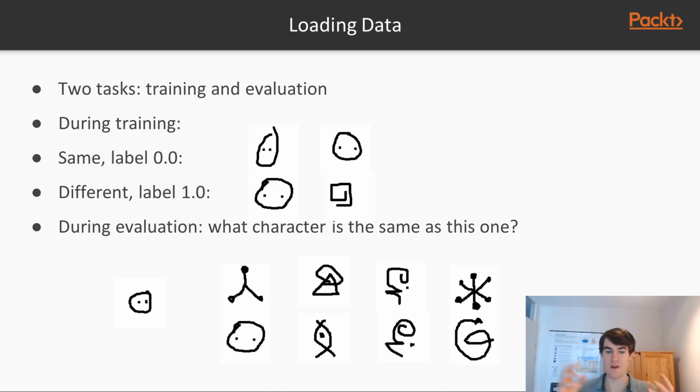And during evaluation, we can ask the computer what character is the same as this one. So we show a funny face, and then we show some kind of strange triangle thingy, a pyramid with a cloud above, I don't know what it is, a fish and a funny face, and then the computer should give the lowest score to the funny face. At least that's what we hope, because then we know that that character is the same as the original character we saw.